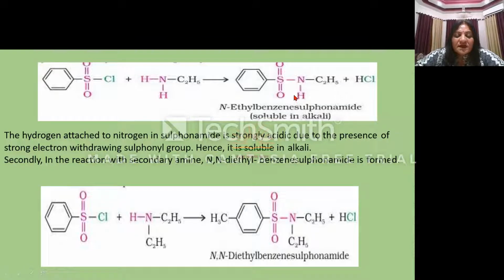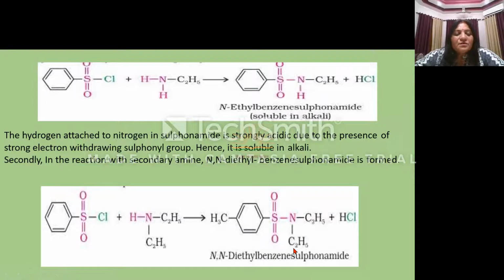Now see the secondary amine reaction with the Hinsberg reagent, benzene sulfonyl chloride. Here there is only one H in the secondary amine. Then it forms N,N-diethyl benzene sulfonamide. Here there is no hydrogen atom, so this compound will be insoluble in alkali. So this is the differentiation: it is soluble in alkali and this is insoluble in alkali.